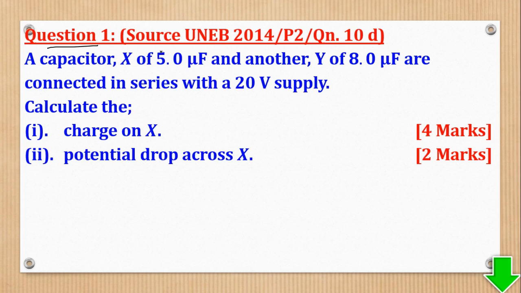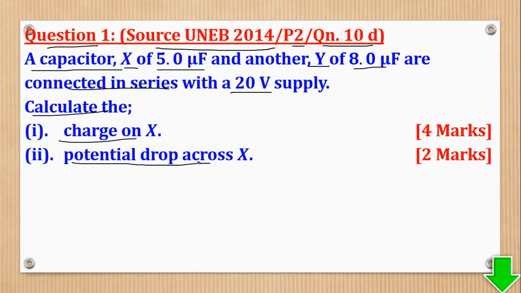So question 1 came from UNEB 2014 paper 2 question 10D and says a capacitor X of 5 microfarad and another capacitor Y of 8 microfarad are connected in series with a 20-volt supply. Calculate Roman 1 the charge on X and Roman 2 the potential drop across X.